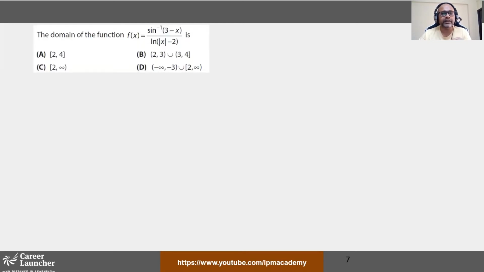Okay, so let's take a question and see how to solve it using our approach of basic ideas and not the options. Now I have sine inverse of (3 minus x) divided by ln|x minus 2|. This is my function. Now the domain, by the definition, if you remember, is the set of all numbers which will not create a problem.